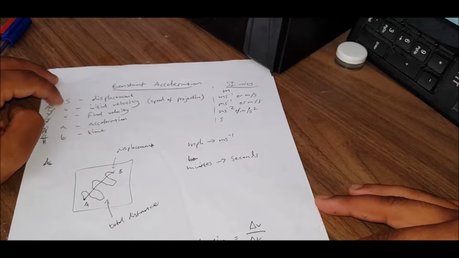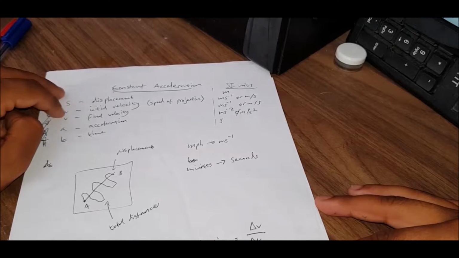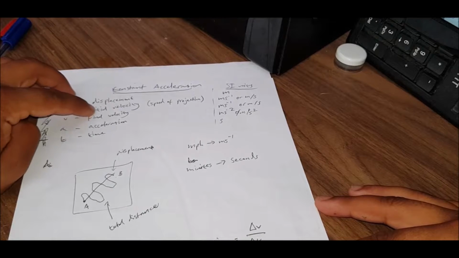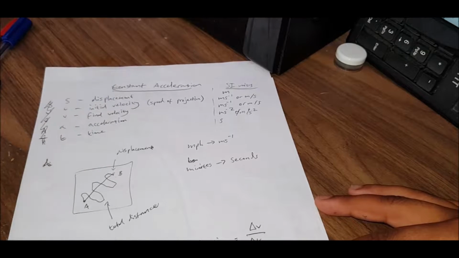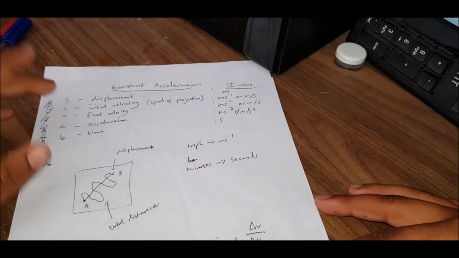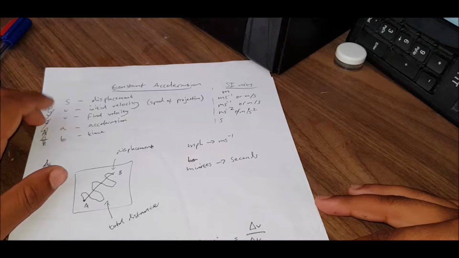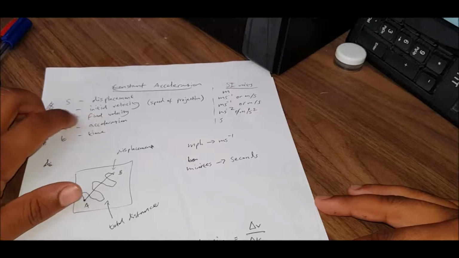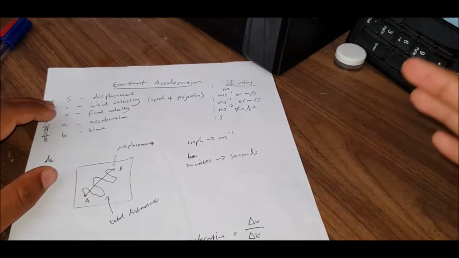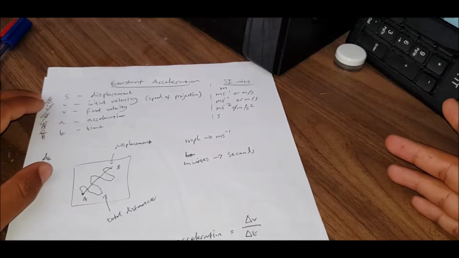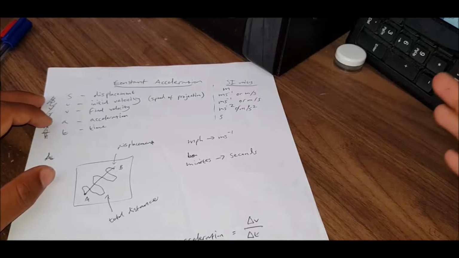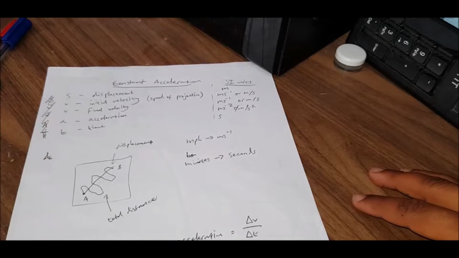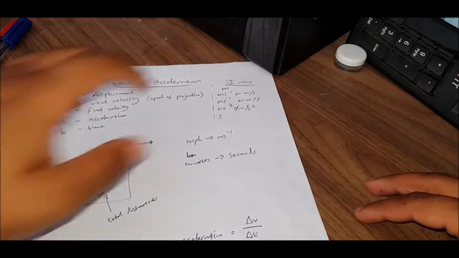Okay, so that's what it stands for. We use the symbol S. U is the initial velocity. When you're talking about projectiles, it's called the speed of projection, usually at an angle or a 90-degree angle if it's going upwards. V is the final velocity. And the acceleration, A, and obviously T is time. So pretty simple stuff.